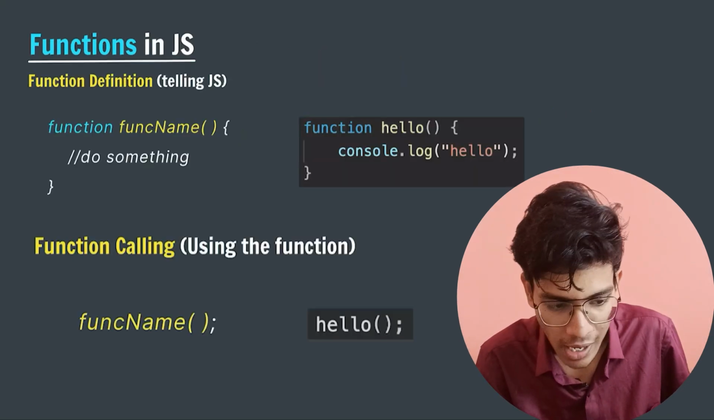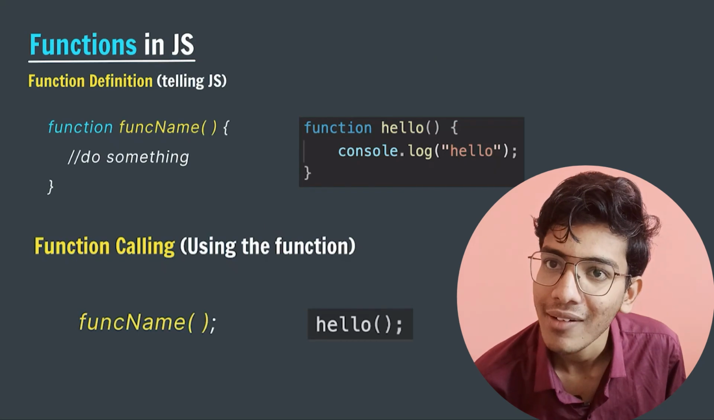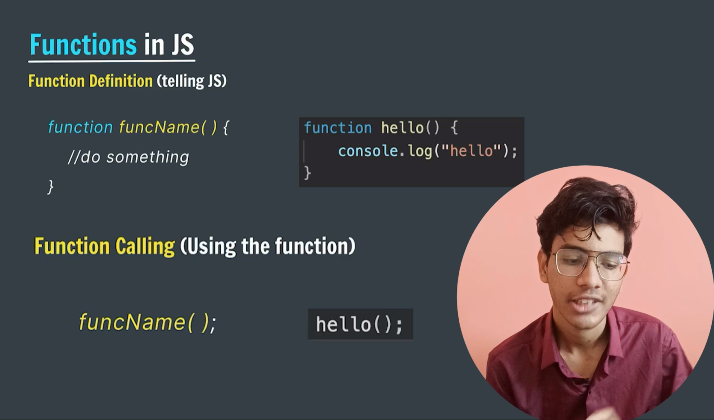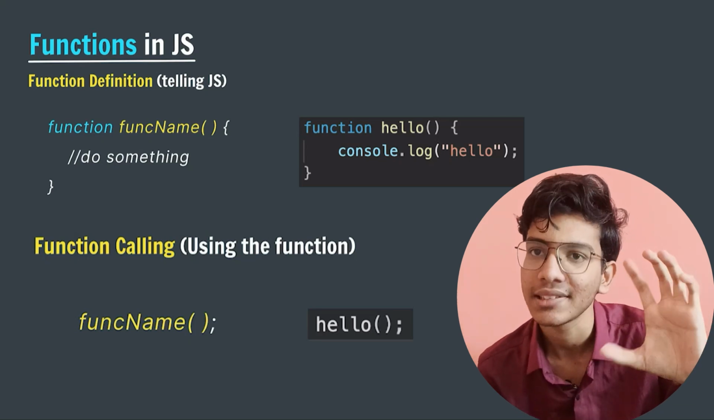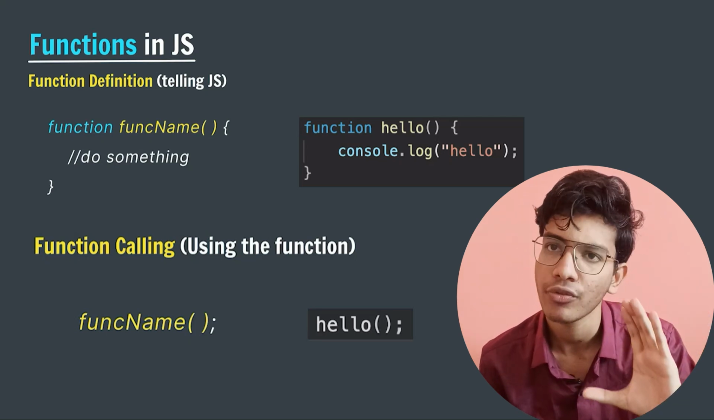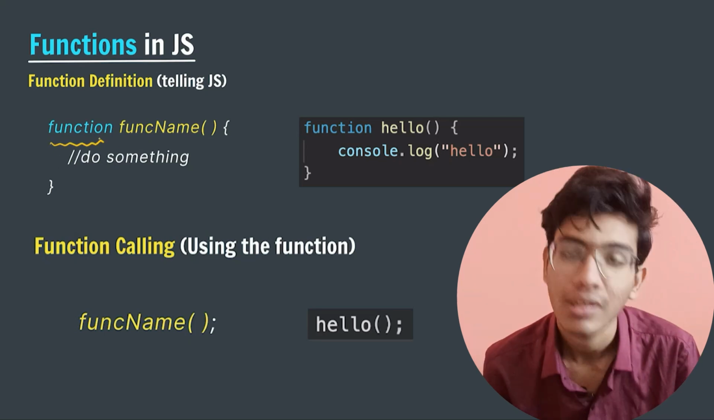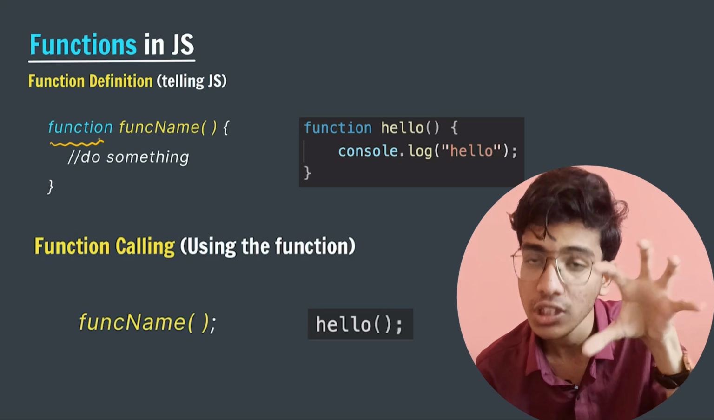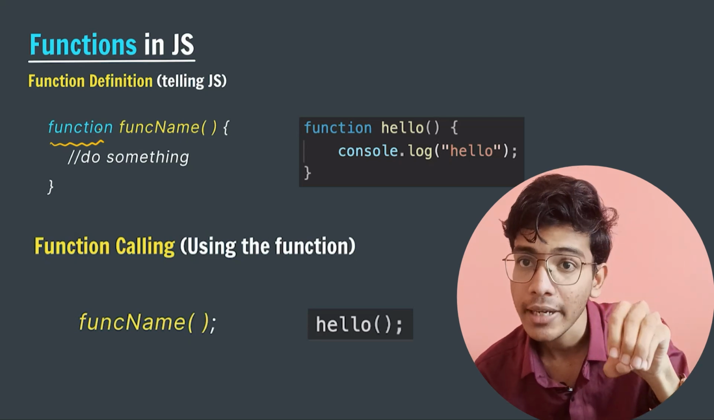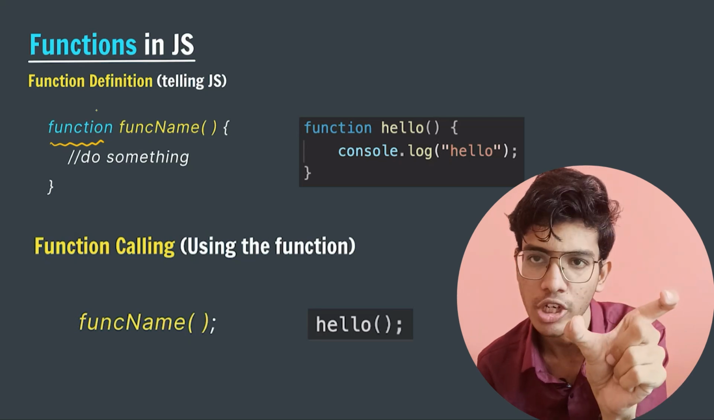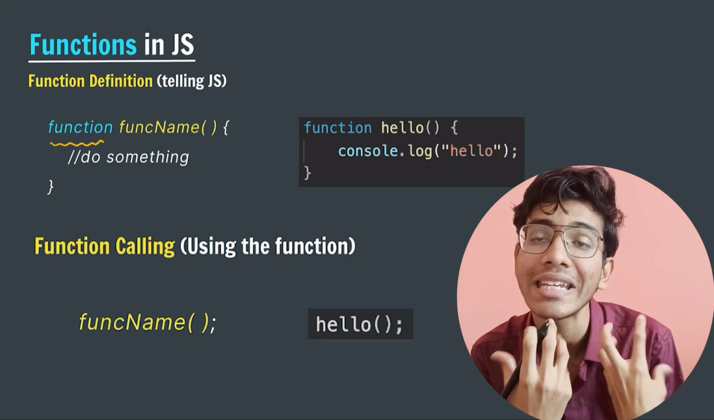Okay, now how are we going to define functions in JavaScript? To write functions in JavaScript, there is an inbuilt syntax, a definite syntax which we have to follow. First of all, we write the function keyword. Function is a keyword which is used to write functions in JavaScript. After that, we have to give the name of our function.